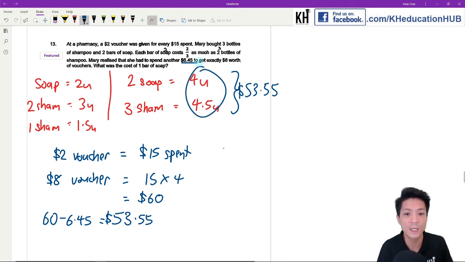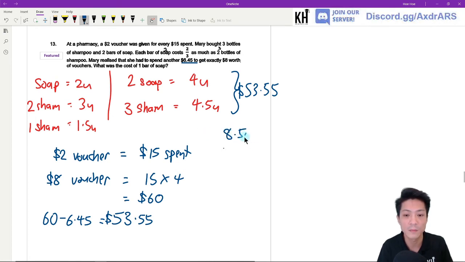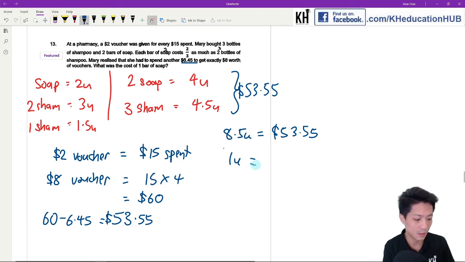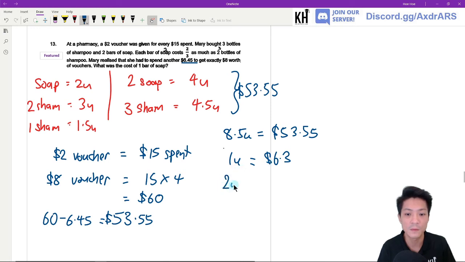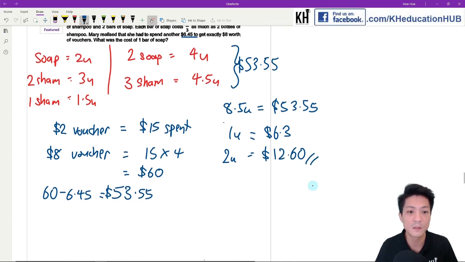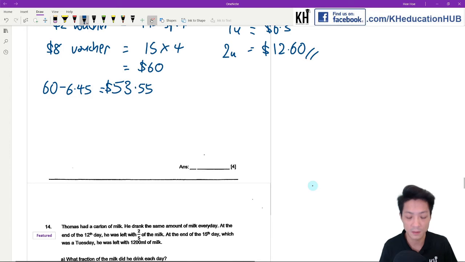Okay, so now I know that 8.5 units is equals to $53.55. I can find what is 1 unit. Okay, and then the cost of 1 bar of soap is 2 units, which is $12.60. Okay, this is the answer for this question.